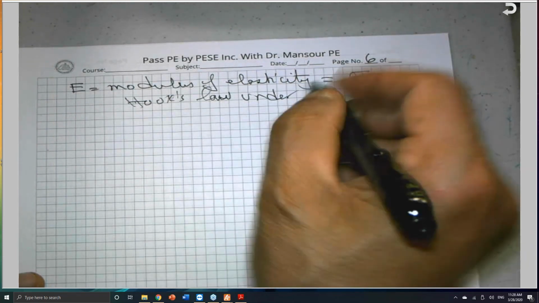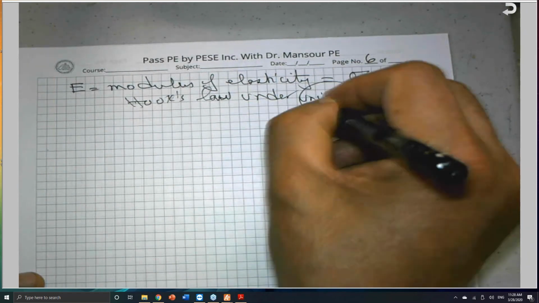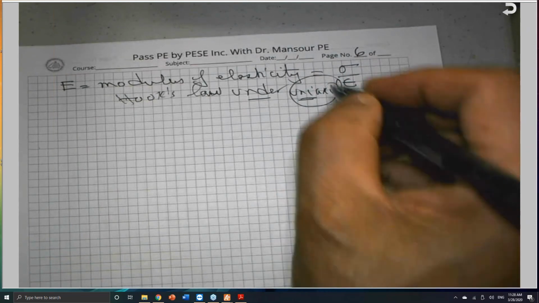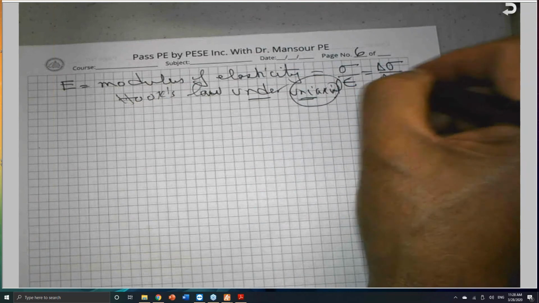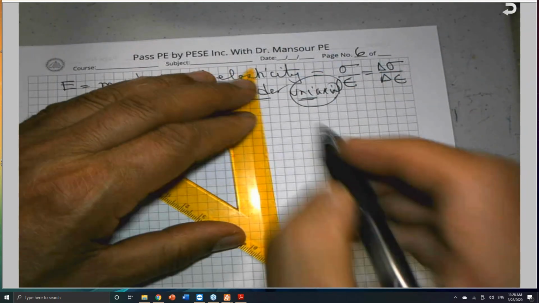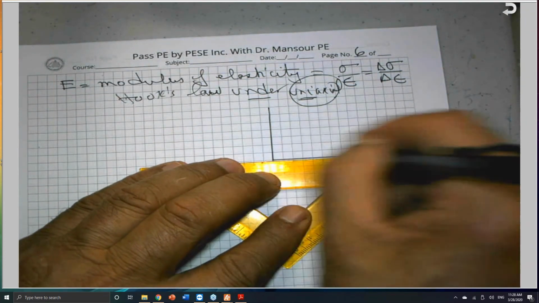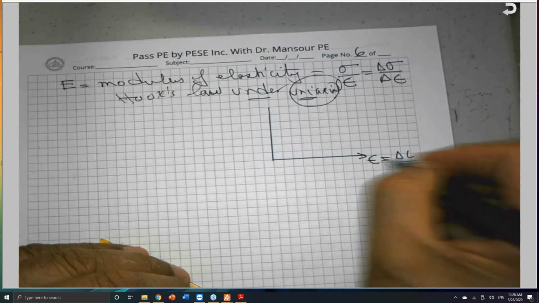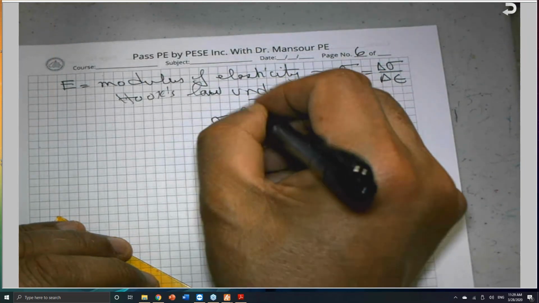Under uniaxial load. Uniaxial, uni means one. In some books we write it as delta sigma over delta epsilon: a change in stress over a change in strain, which is basically the linear portion of the stress-strain curve. The slope of this line: epsilon is delta L over L, the engineering definition of engineering strain, and sigma is P over A.